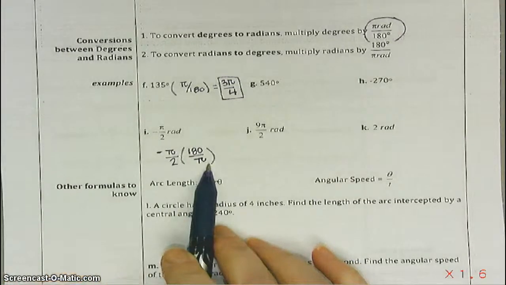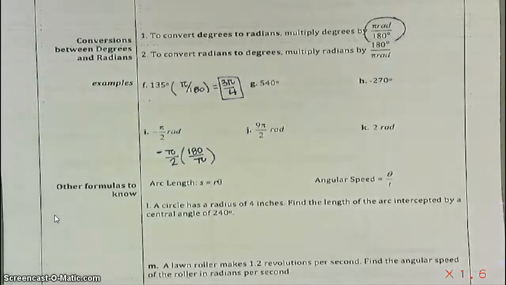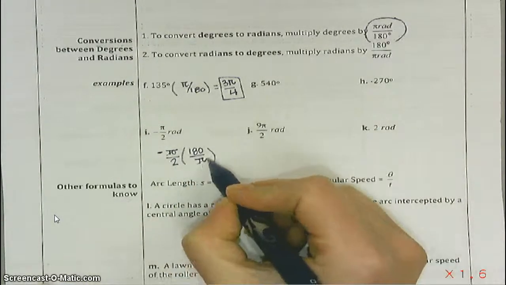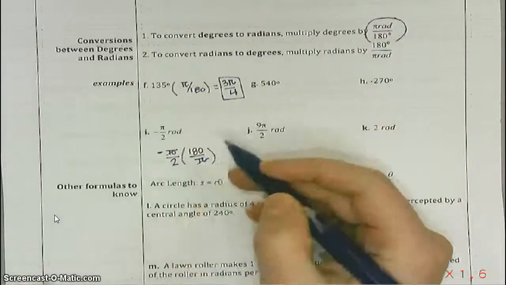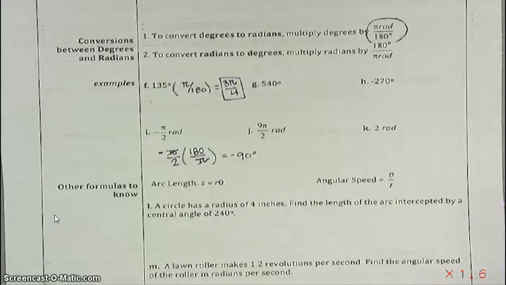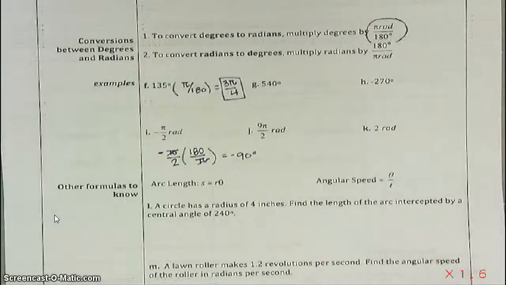What's going to happen when you change from radians to degrees is that, most of the time, these pi's will cancel out. And then you can take, well, see, 2 goes into 180 90 times. So this would be negative 90 degrees. You can try J and K and also come back and check your answers with me on those.